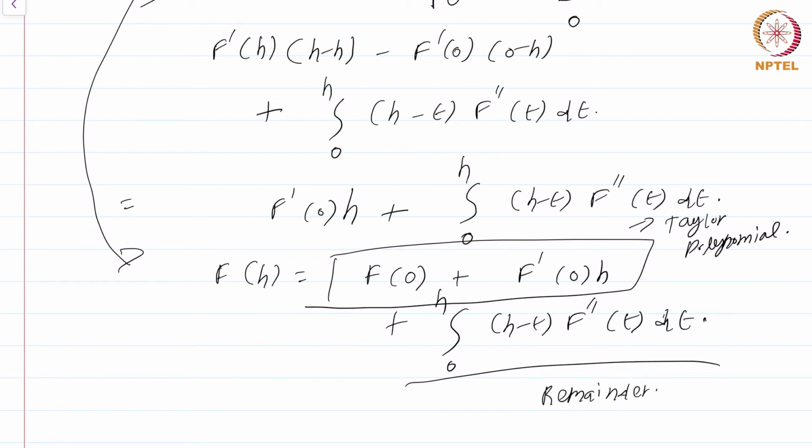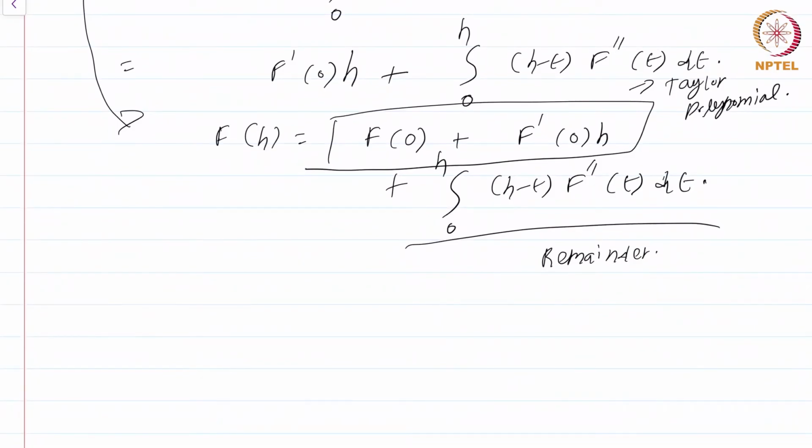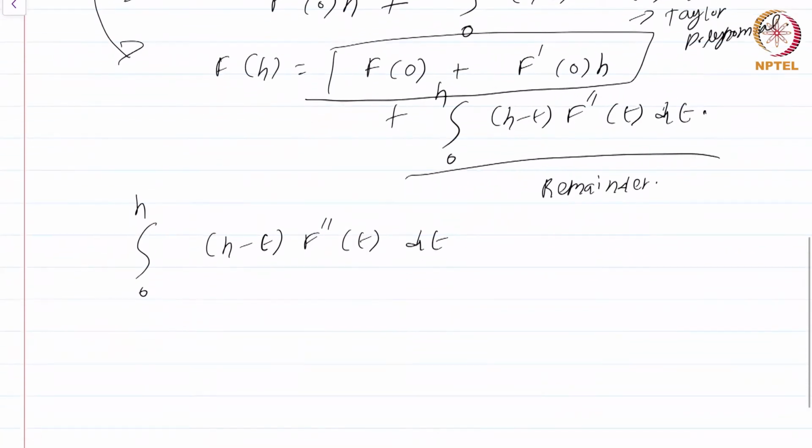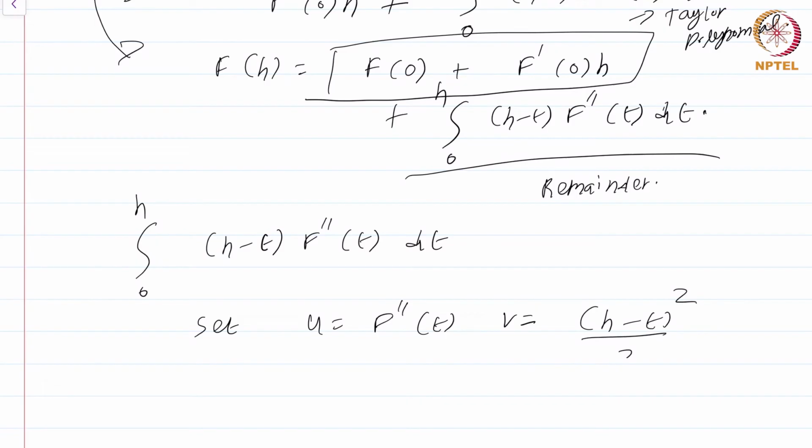Okay, now what do you do? Well, we can repeat this argument one other step. Look at the integral from 0 to h of (h minus t) f double prime of t dt. Look at this term. Okay, now what you do is set u to be f double prime of t and v to be (h minus t) squared by 2. In fact, put a negative sign.